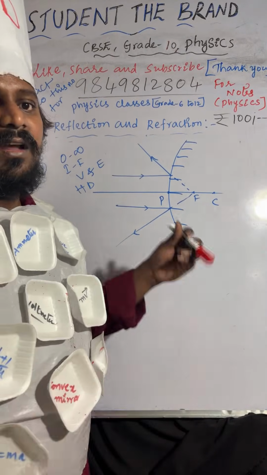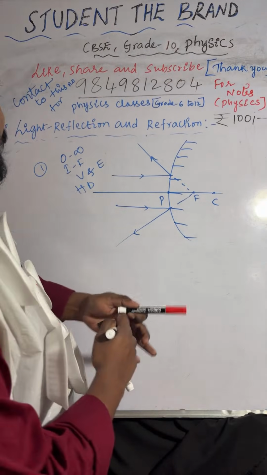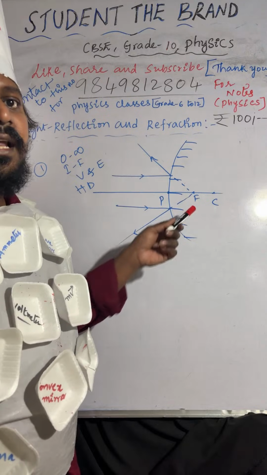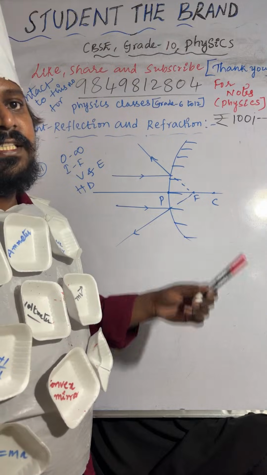See, in a convex mirror, when the object is placed at infinity, the image is formed at the focus. The nature of the image is virtual, erect and highly diminished. So this is the first case.